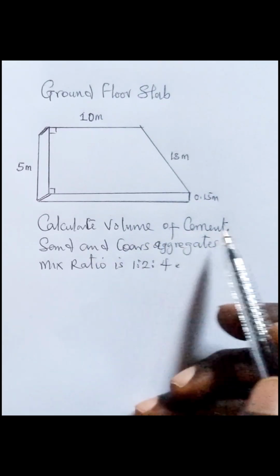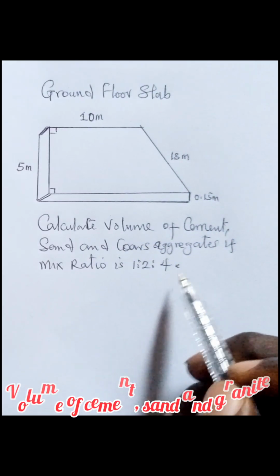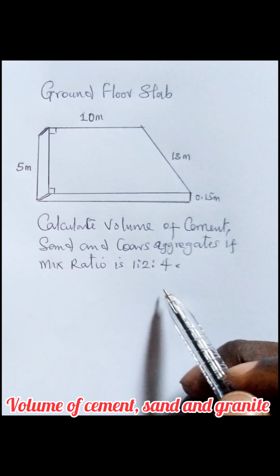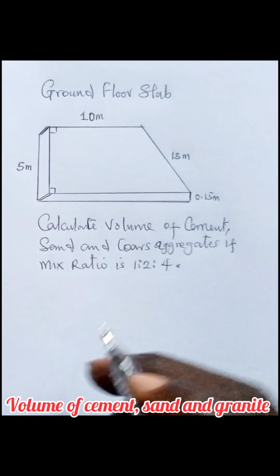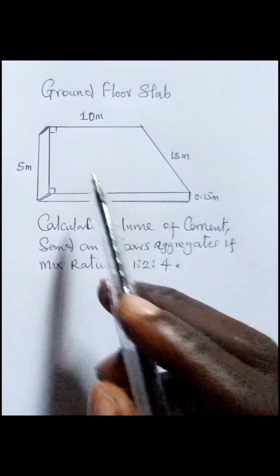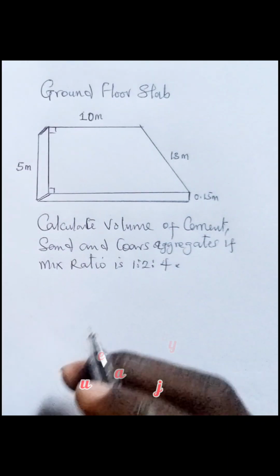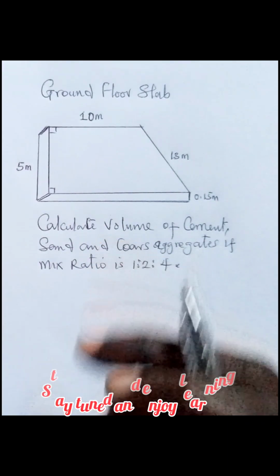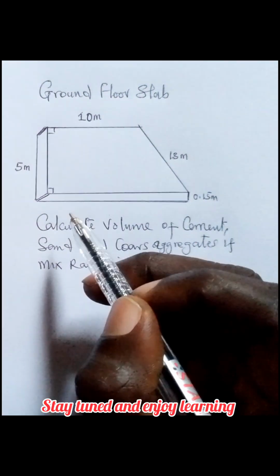We are asked to calculate the volume of cement, sand and coarse aggregate if the mix ratio is 1:2:4. We want to know the volume of these materials to cast this ground floor slab. Alright, so what you need to do is to first of all look at this shape and see how you can find out the total area of this shape. If you know the area of this shape, you can now find the volume of this shape, then proceed.